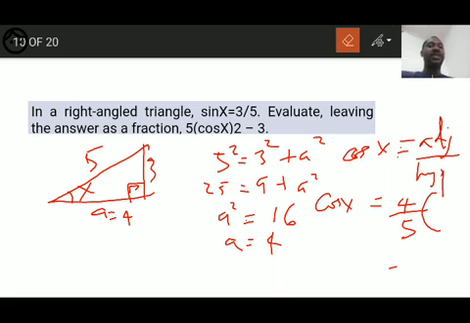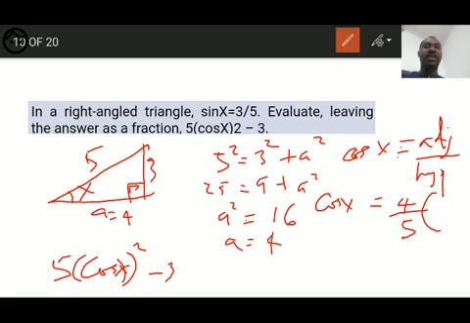Which means that your cos x is 4 over 5. Okay, so if we substitute that, remember we are asked to find 5 into cos x squared minus 3. That will now give us 5 into our cos x, which we just got as 4 over 5, all squared, then everything minus 3. Okay, so that would be 5 times 4 over 5 squared, which is 16 over 25, then minus 3.